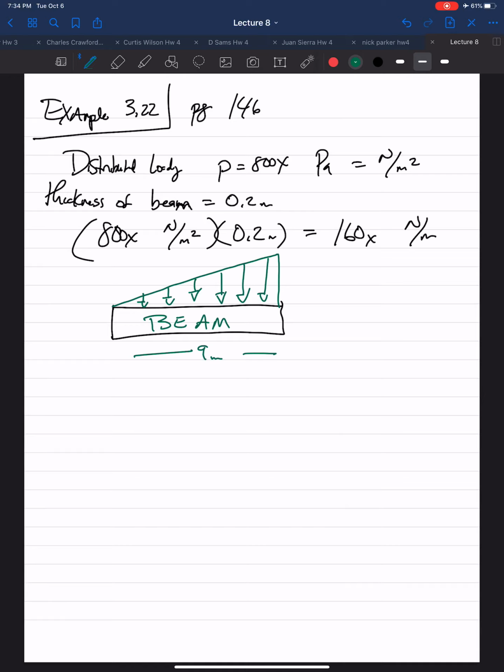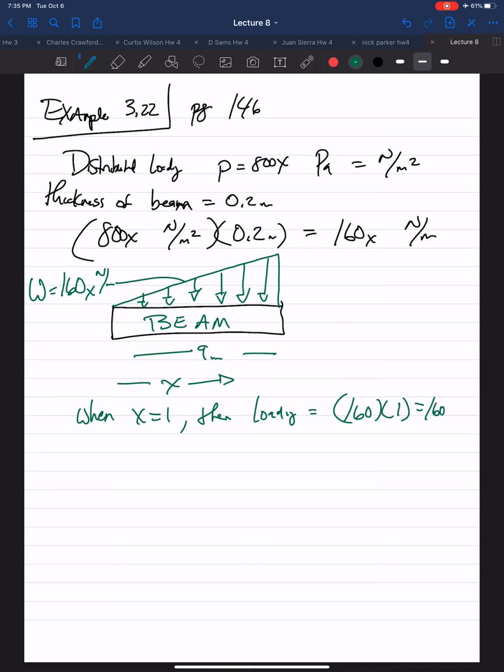And the loading intensity, we said, is 160x, where x is measured from the left to the right. So when x is equal to 1, the intensity is 160 times 1. When x is equal to 2, the intensity is 160 times 2. When x equals 3 meters, the intensity is 160 times 3. The loading is 160 times the distance x. So when x equals 1, then loading equals 160 newtons per meter times 1 meter, which gives you 160 newtons.